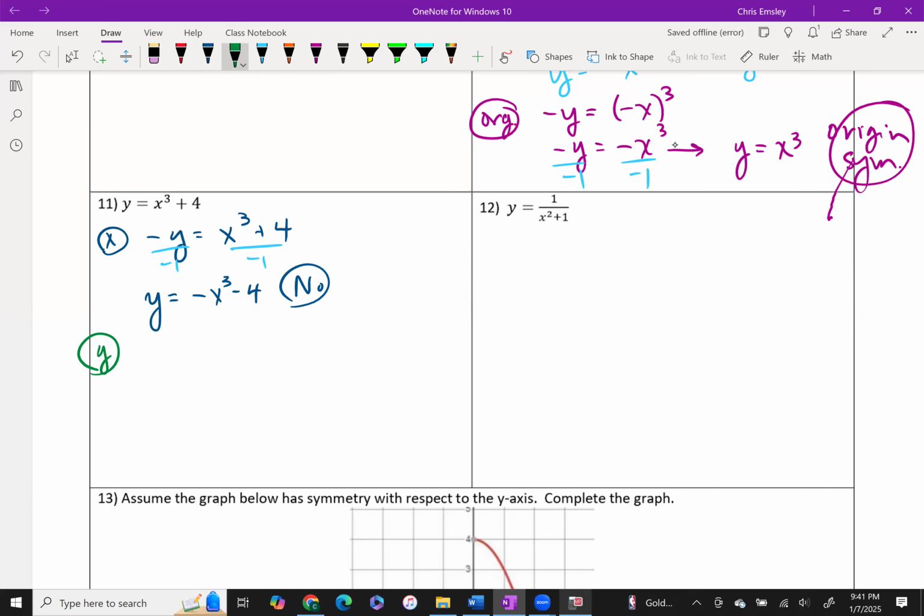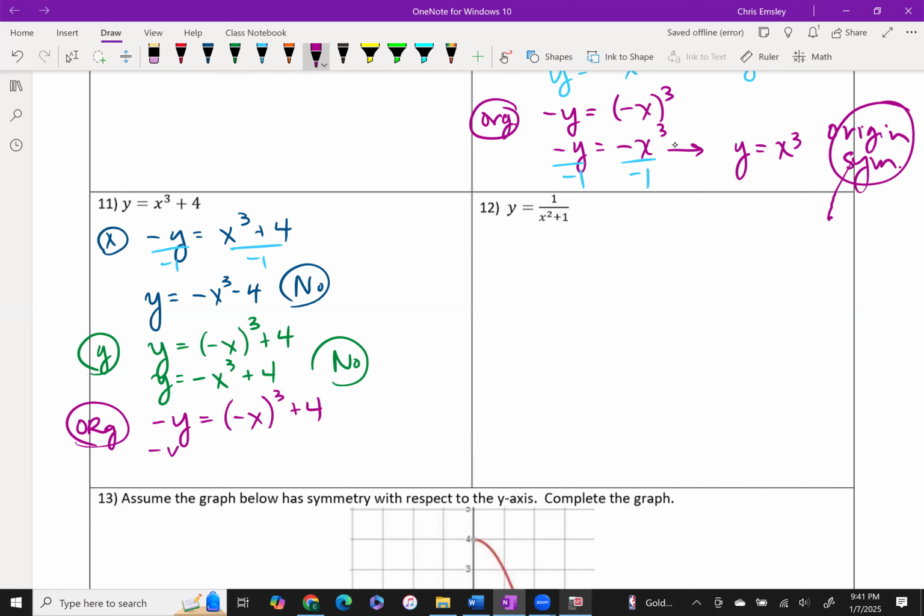If we're checking for y-axis symmetry, that means we put in a negative for the x. And with an odd exponent, we can remove those negative signs, but this is still not what we started with, so no, it does not have y-axis symmetry. And for origin, we put in a negative for both.